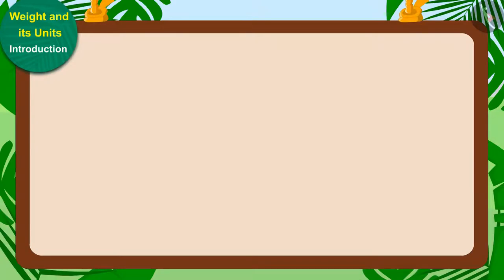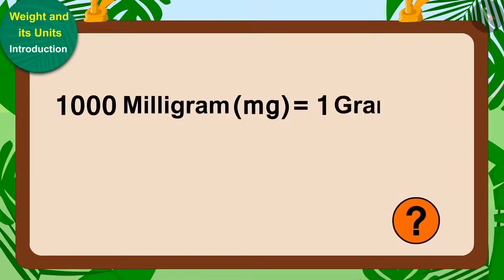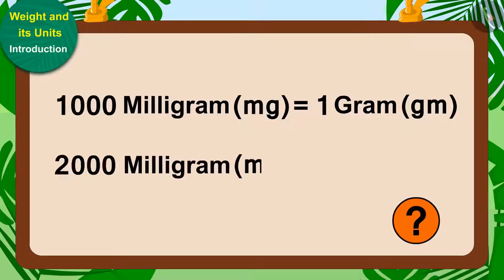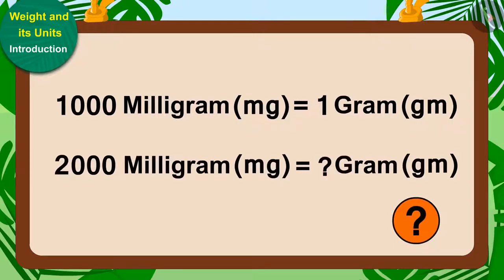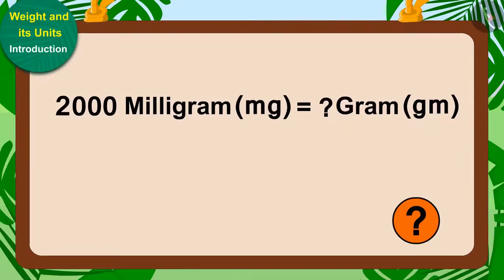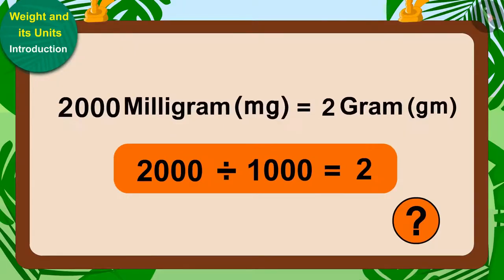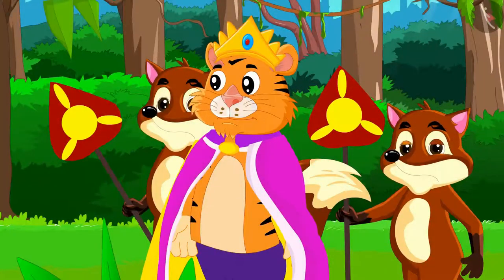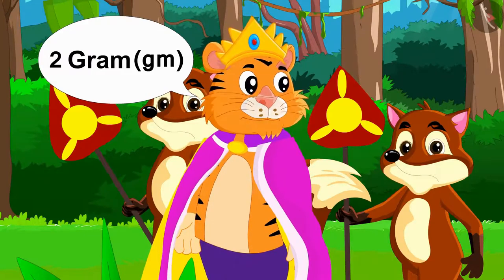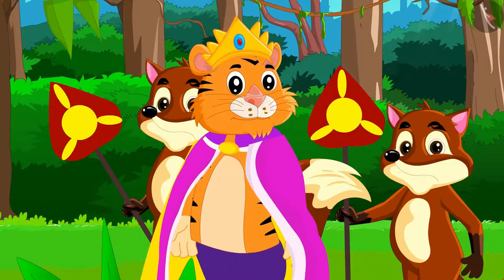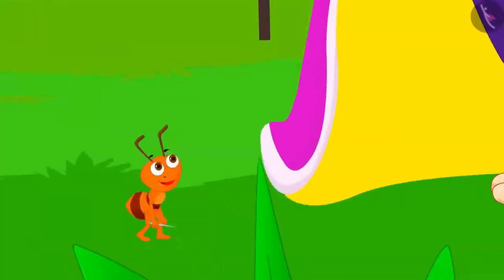Children, do you know that 1000 milligrams is equal to 1 gram? So, how many grams would 2000 milligrams equal? That's right, 2000 divided by 1000, 2 grams. Now, the king was about to get 2 grams of sugar when the ant once again spoke.